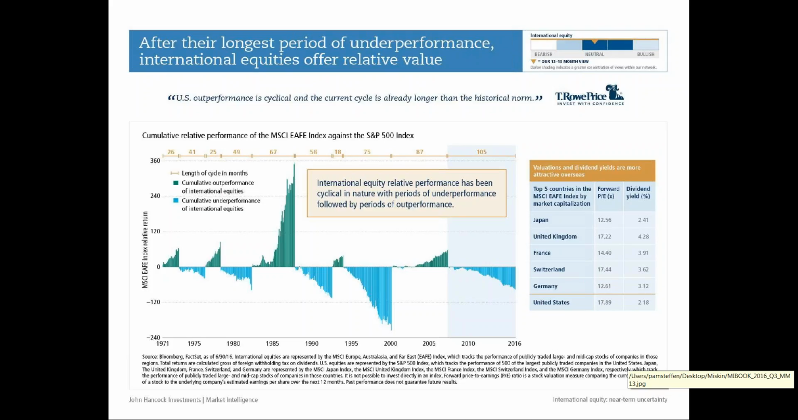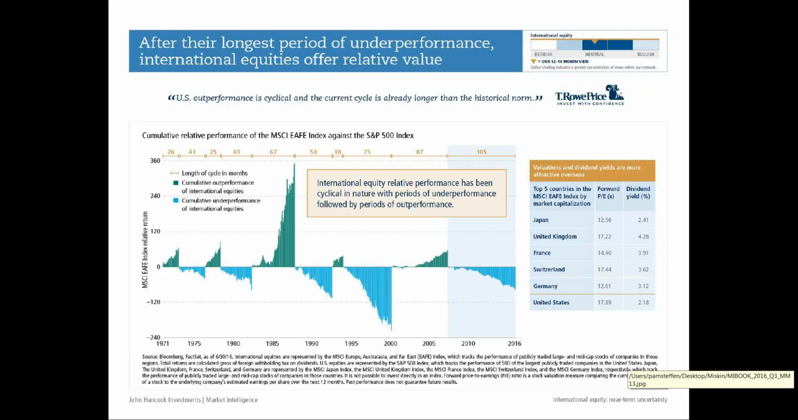On the right-hand side, we also show valuations. We talked about PEs of the U.S. equity market being expensive. International equities on a relative basis look more attractive. So they have lower PE ratios, price to earnings ratios, and higher dividend yields. So we talked about dividends being a key component of your long-term returns.